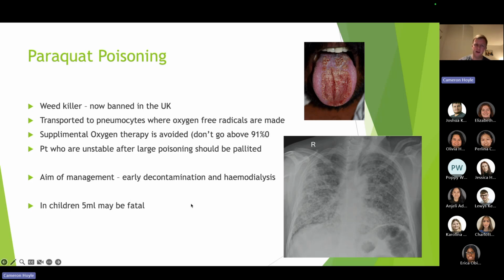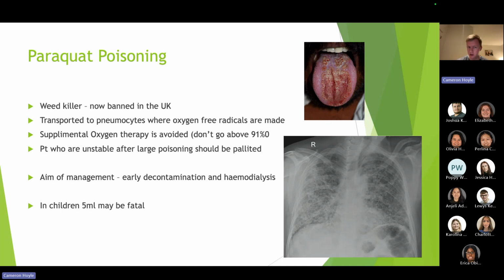The key bit of information with paraquat poisoning is that oxygen is a contraindication. If you give them loads of oxygen, you're just going to form more oxygen free radicals and make them worse and kill them quicker. So if that does come up in your exams, it's one of the very, very, if not the only, contraindication to giving lots and lots of oxygen in hypoxic patients.